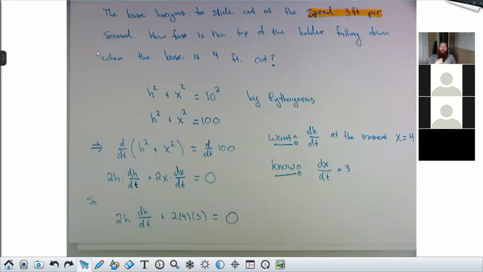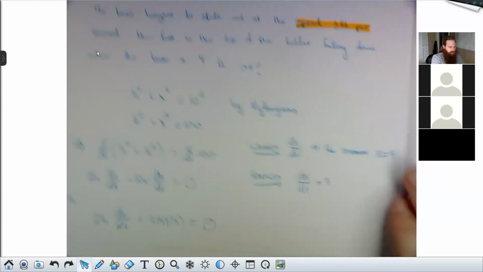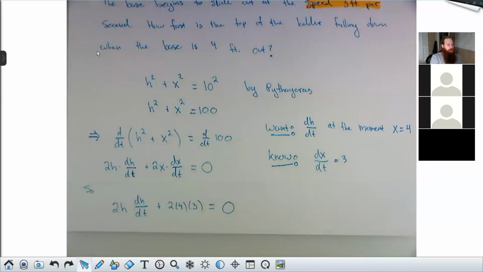There's something else that I need here, isn't there? I can't just solve this straight up. You solve for h, yeah, good. 4. Good. This is another common theme.